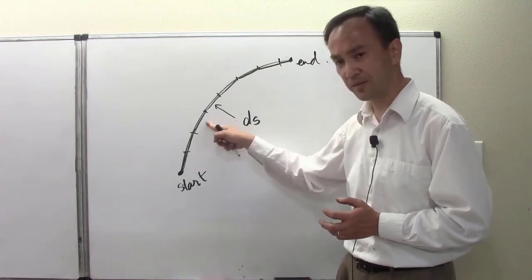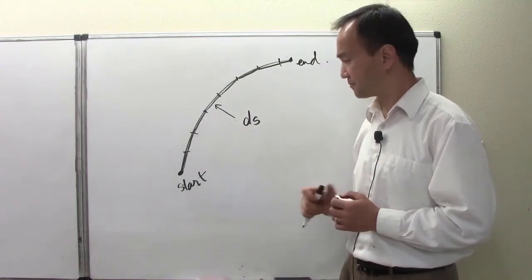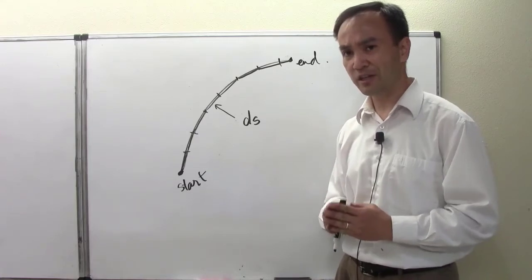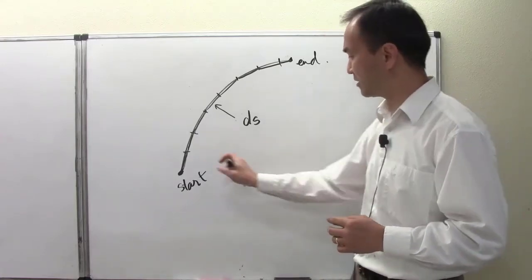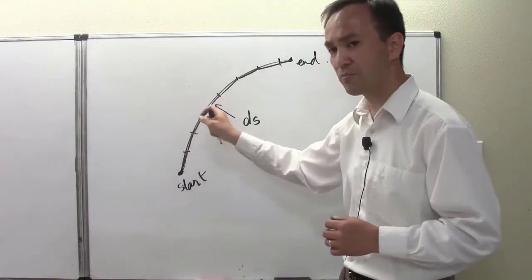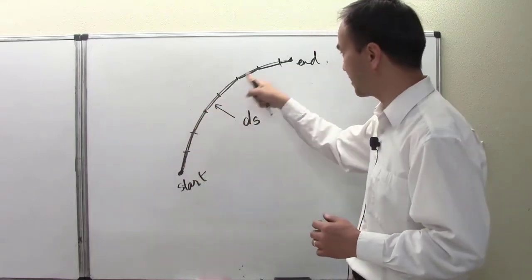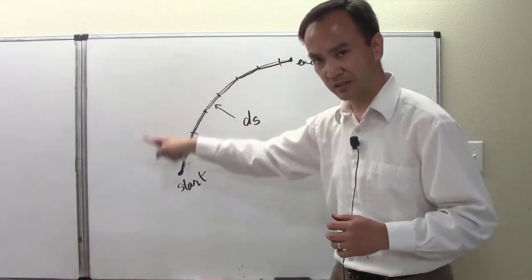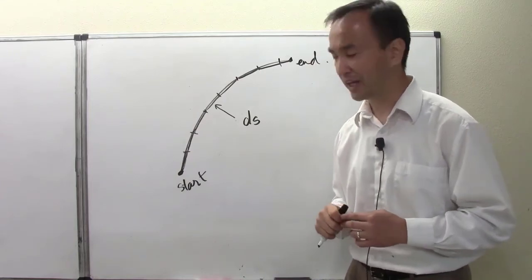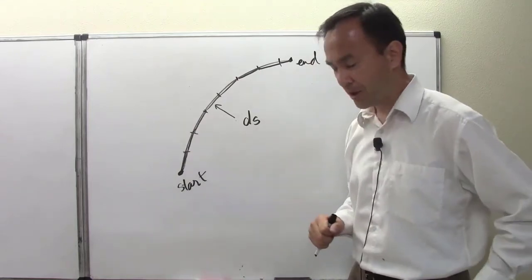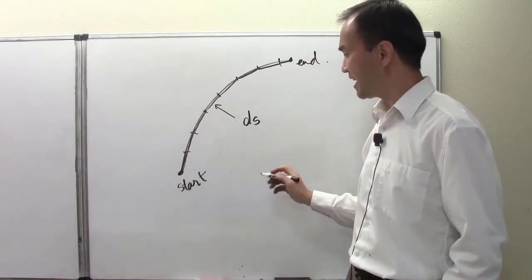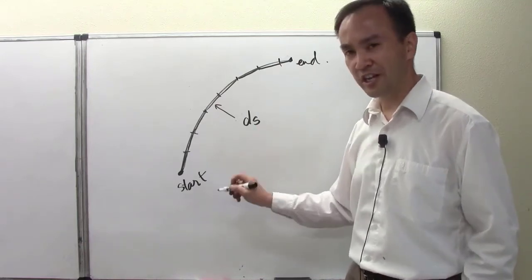Very similar to the idea of the Riemann sum, the smaller those ds that we break it down into, the better approximation we get to the full length of that arc. So in that way, the journey starts from here.